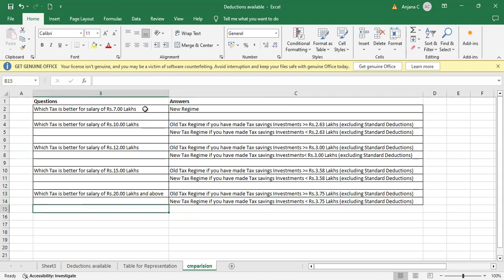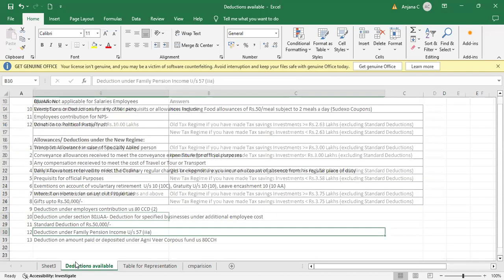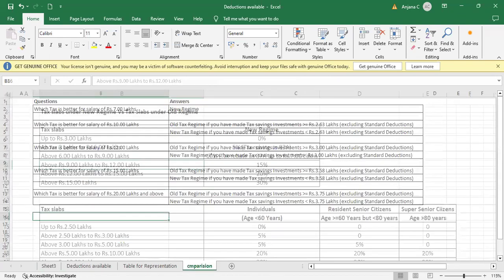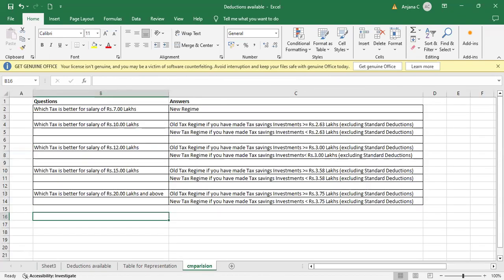I hope I was able to clarify the differences between the old tax and new tax regime, and according to salary levels, which tax regime is beneficial. There is another video which I had made with respect to a monthly income of 1 lakh on which nil taxes can be paid by choosing the old tax regime, and what all the deductions or exemptions are that need to be considered to file nil tax returns.